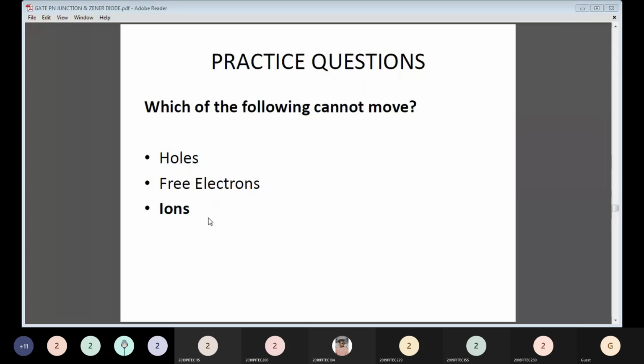Which of the following cannot move? As you all know, electrons are the majority carriers in the N-type material, and holes are the majority carriers in the P-type material. So holes tend to move, and the free electrons will also tend to move, crossing over the barrier. Whereas ions will not tend to move. They are immovable ions in the depletion layer. So these ions are not able to move from one layer to the other layer.